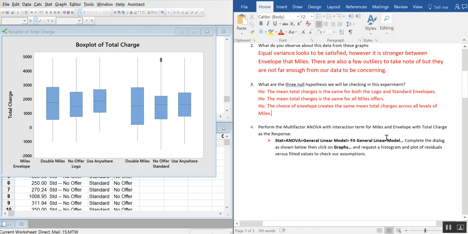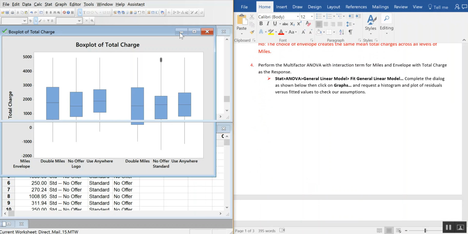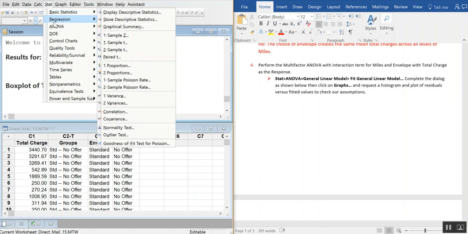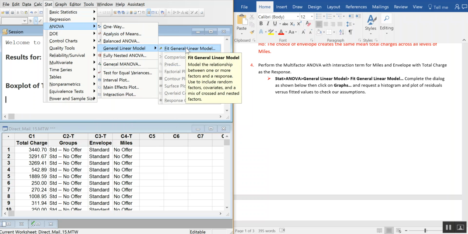All right, so next we're going to do the general linear model for the ANOVA. In order to do that, we're going to go up to Stat, down to ANOVA, down to general linear model, and then fit general linear model. There are options on how you can do this for other things as well. If you want to look at the analysis of variance or maybe the balanced ANOVA, it's fine. I'm sorry, analysis of means. I said the wrong one. We want the general linear one because I like this one. It has the most options.